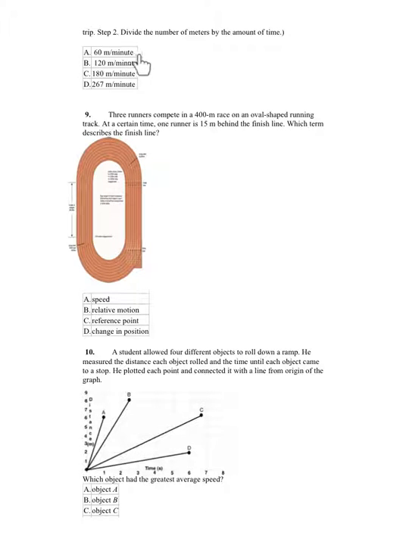A. 60 meters per minute. B. 120 meters per minute. C. 180 meters per minute. D. 267 meters per minute.